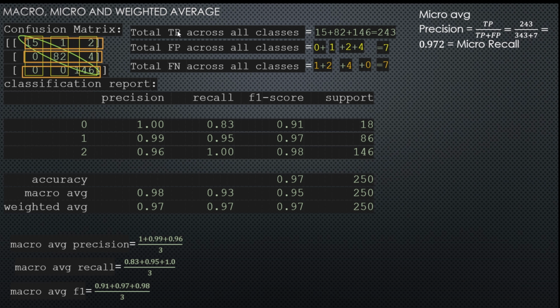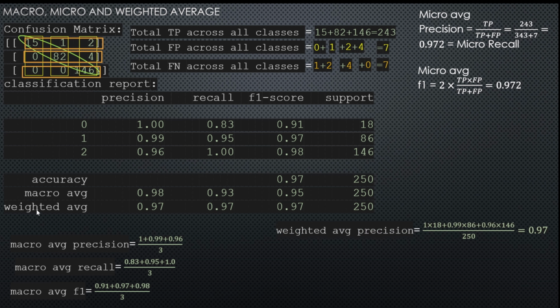Now I can utilize this TP, this FN, and this FP to calculate the micro average precision, and the micro average F1. In this case, the precision and recall will be the same because FP is equal to FN.